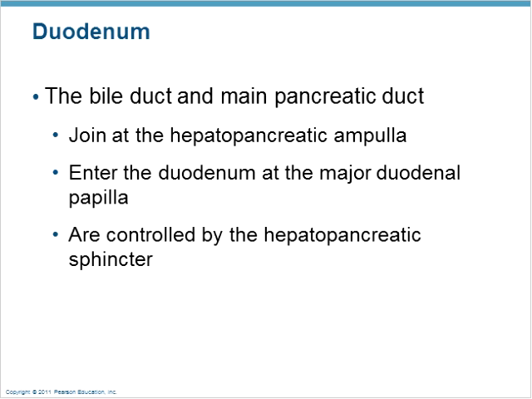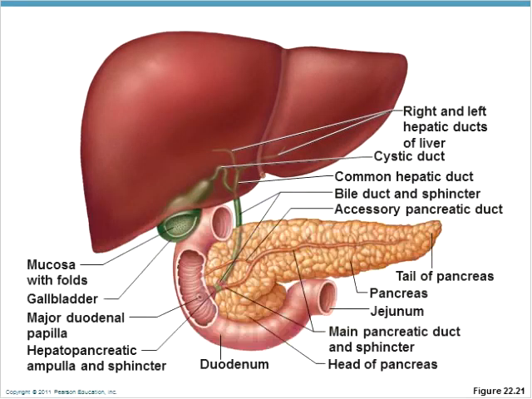The bile duct and the main pancreatic duct actually join and open into the duodenum proper. They join at what's called the hepatopancreatic ampulla, or the opening in the duodenum. They enter the duodenum at the major duodenal papilla, and they're controlled by the hepatopancreatic sphincter, which allows bile to escape. And here's what's interesting.